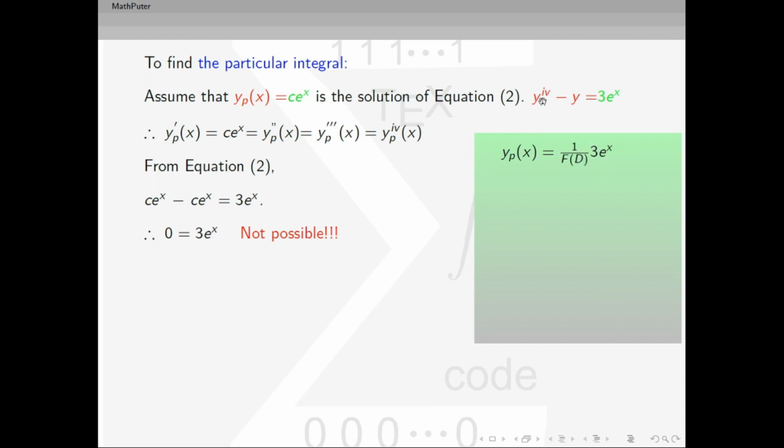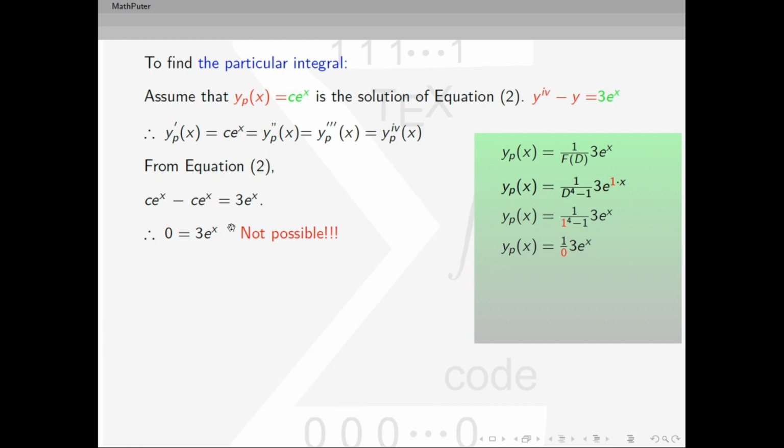f of D is what? D raised to 4 minus 1, 3 into e raised to x. e raised to x can be represented by e raised to 1 into x. So in the last method we substituted 3 in place of D. Here we have 1 in place of 3, so we substitute D equal to 1. When we substitute D equal to 1, this is 1 raised to 4 minus 1, so this is 0. 1 upon 0 is infinite or an undefined quantity, you can say. That means both the methods fail here.